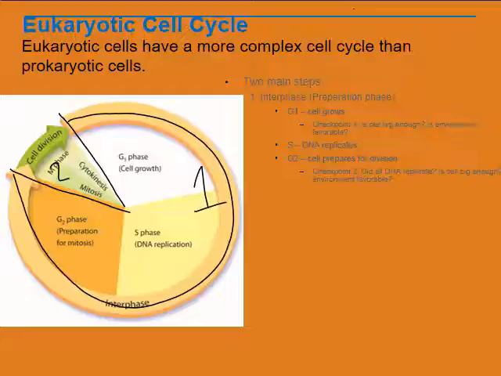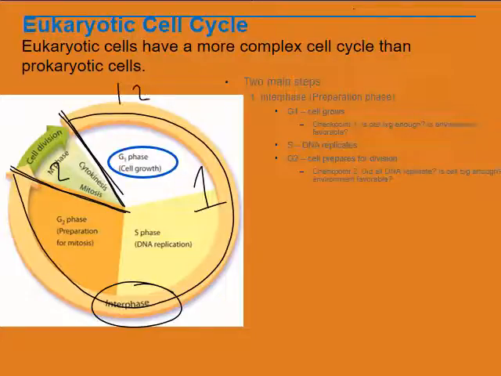The part before cell division is called interphase. Interphase is divided into three smaller parts. First of all, interphase is the phase in the cell cycle in which the cell spends most of its time. If this were a clock, and this is 12, this is 6, this is 3, this is 9, the cell is spending most of its time in interphase.